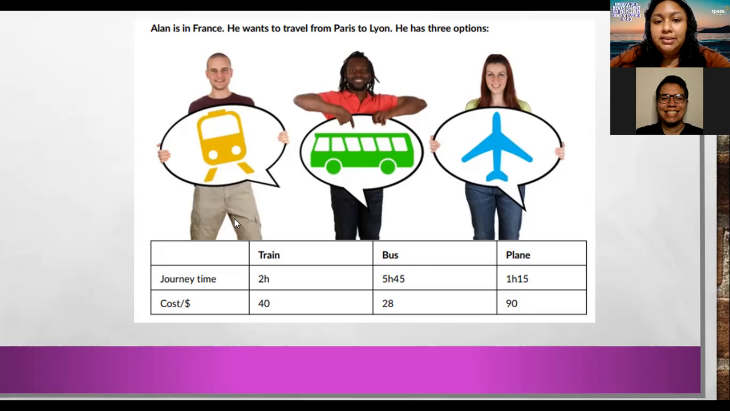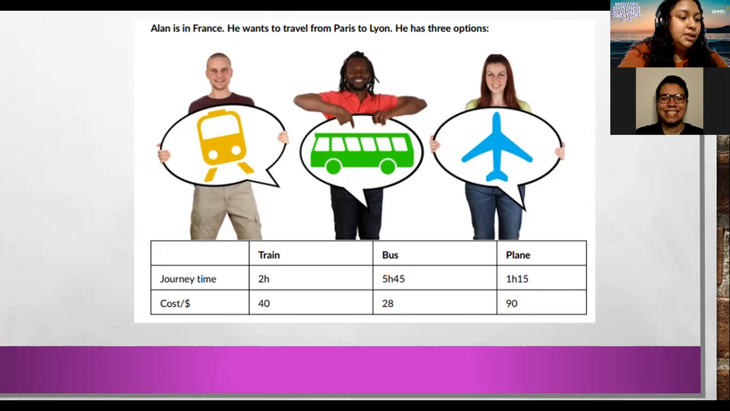We're going to take a look at the pictures here. We have someone who's in France and wants to travel to Lyon. He wants to go from Paris. And we have some means of transportation. What are the means of transportation that you see in the picture? Train, bus, and airplane.